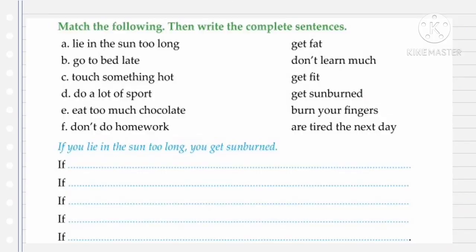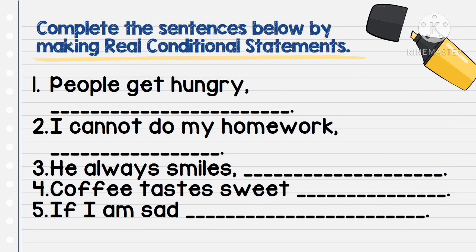Match the following, then write the complete sentences. Complete the following sentences below by making real conditional statements or zero conditional. Keep in mind that we are making zero conditional, meaning to say we must observe simple present tense. Number 1, people get hungry. People get hungry if they don't work.